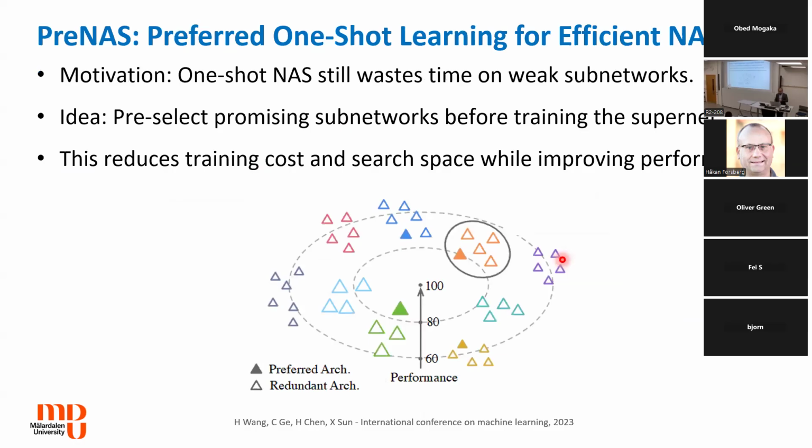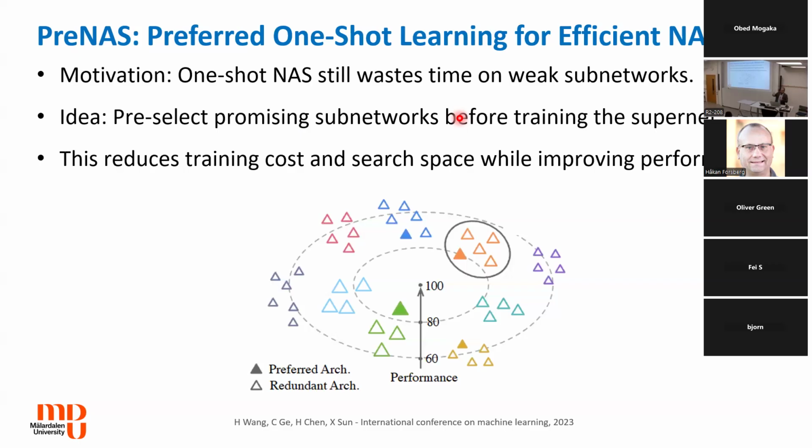And then we have this Pre-NAS paper, the preferred one-shot learning for efficient NAS. The motivation for this paper is that one-shot NAS, as we discussed with BigNAS as well as Once for All, still wastes time on weak subnetworks. So in Once for All and BigNAS, we are still randomly sampling subnets, right? In BigNAS, which is an improved version of Once for All, we sample the largest subnet, which is the supernet itself, we sample the smallest subnet, and we sample random subnets in between.